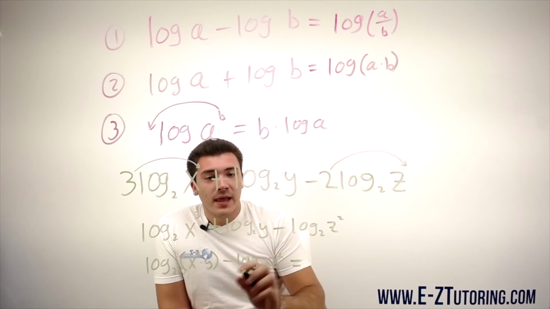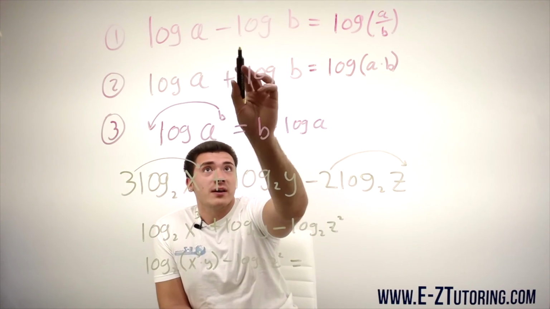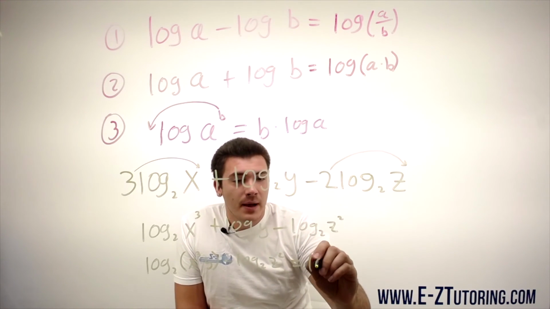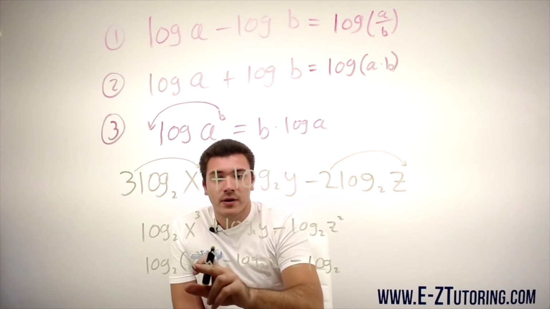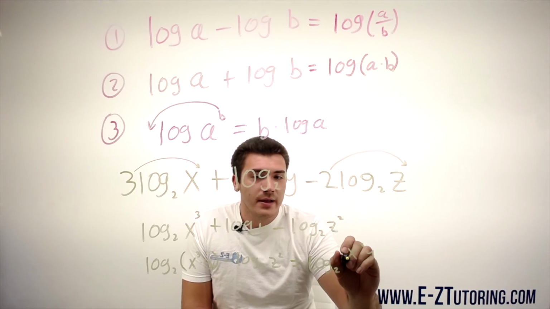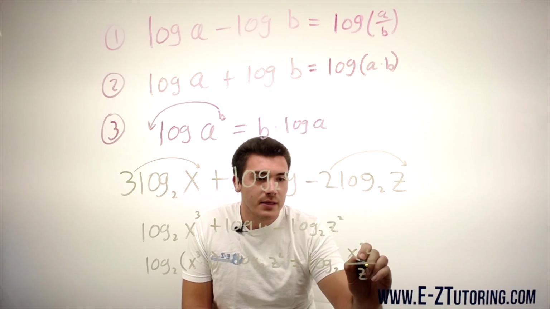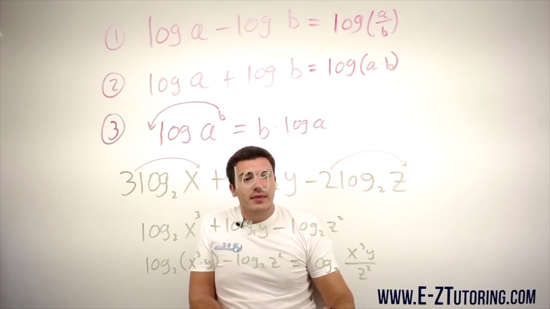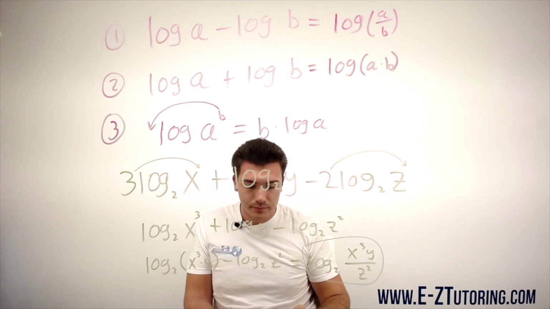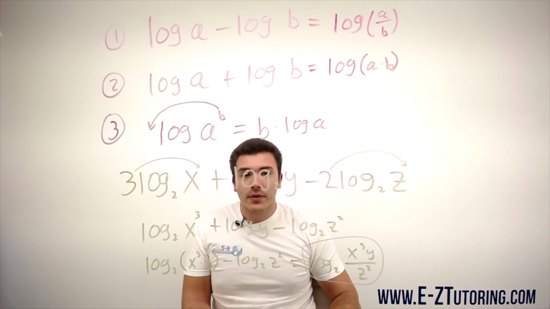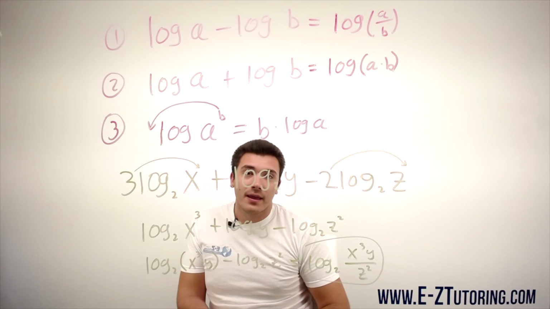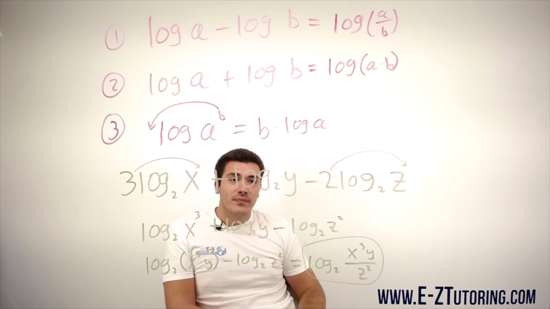Our last rule that we have to do is the subtraction rule, which means we divide the numbers. So we combine these to get log base 2 of this divided by this. So we have x cubed y divided by z squared. And this would be your final answer. So that is how you add and subtract and combine logarithms.